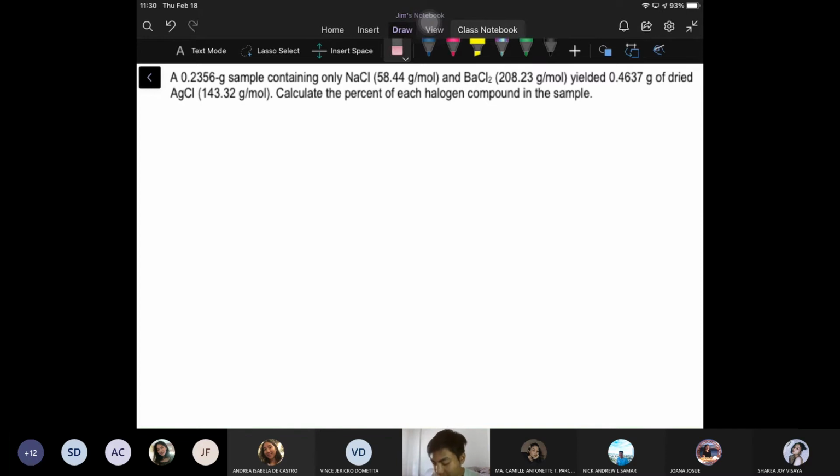Visualize natin. So, you have your NaCl. Okay. Kunwari, ito yung solution. Ito yung tubig. So, you have your NaCl. Yun yung green. And you have your BaCl2. Yun yung red na.